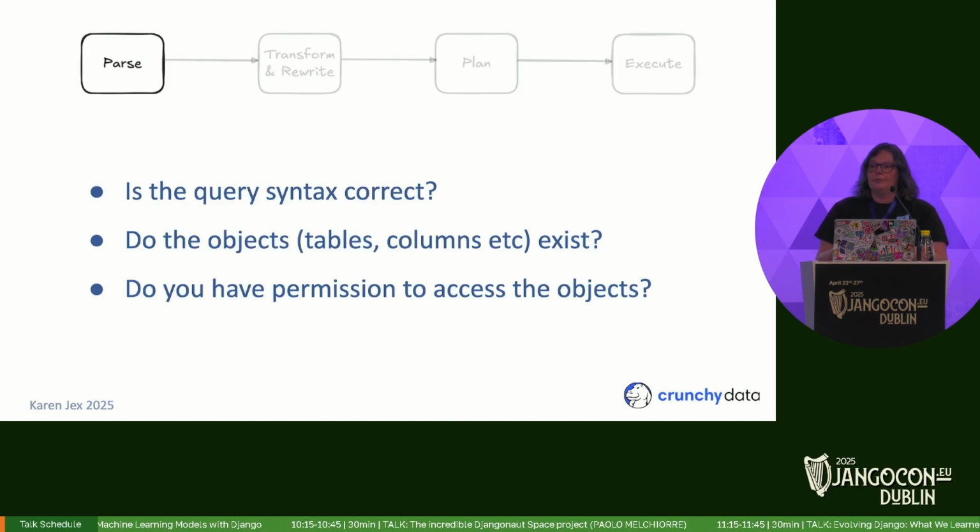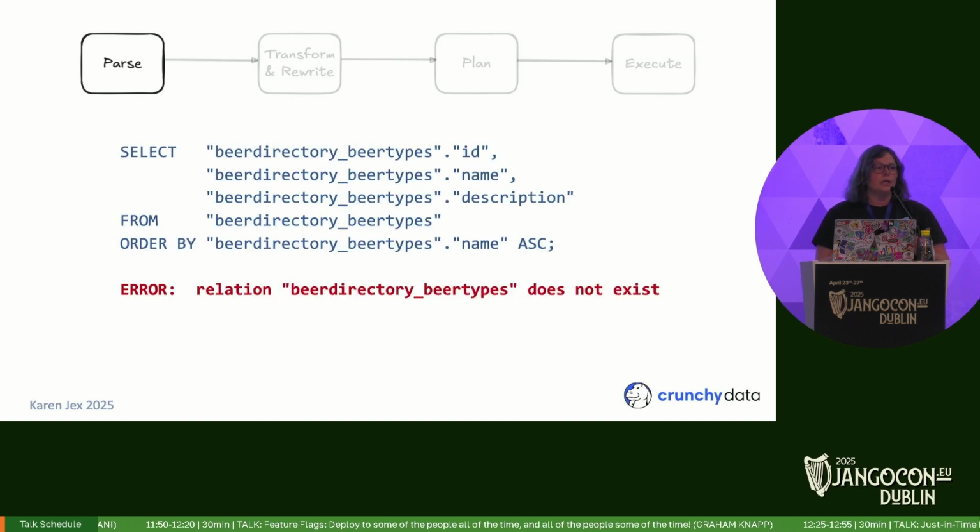Okay, so the first step, the parse step. Is the query syntax actually correct? Have you correctly used the database keywords, etc.? Do the objects that you're trying to access exist? Have you spelt the table names and column names correctly? Do you have permission to access the objects that your query is trying to access? So we'll assume that the statement generated by the Django ORM is actually correct. But this is the stage where if you had, for example, misspelt one of the tables in your query, you'd get an error saying something like relation, so in this case, beer types, doesn't exist.